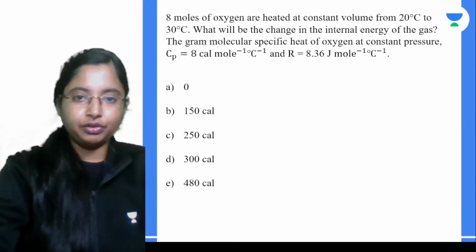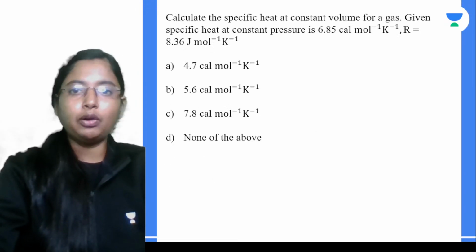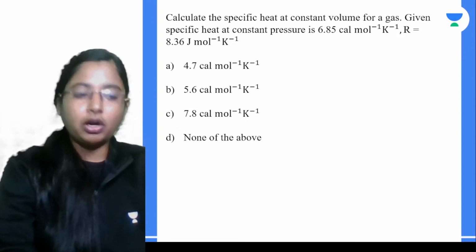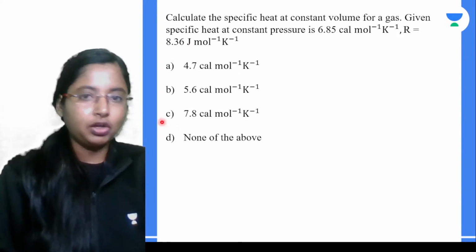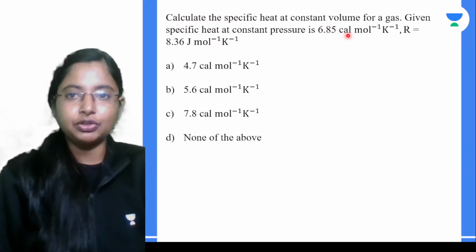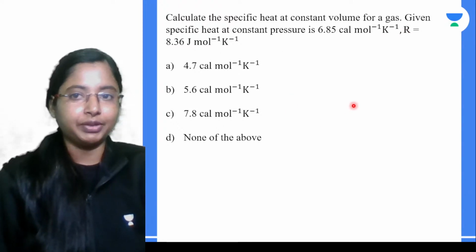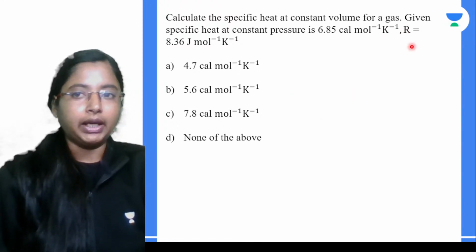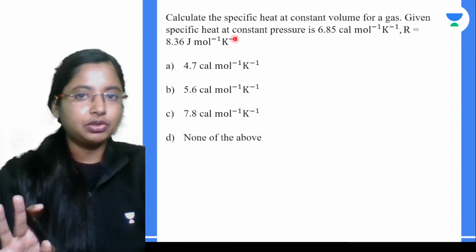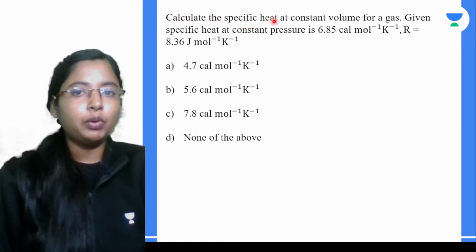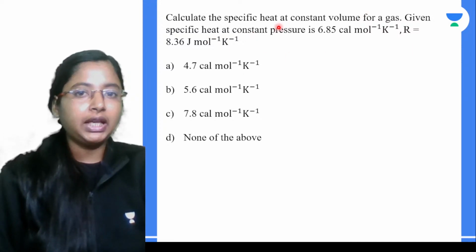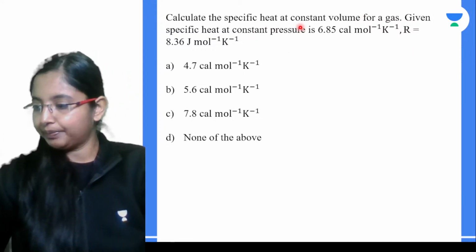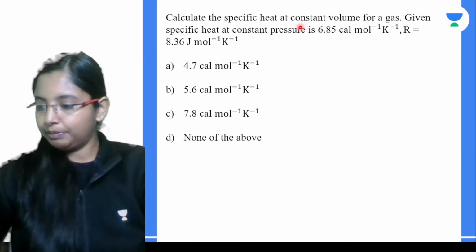This particular question says, calculate the specific heat at constant volume of a gas, given the specific heat at constant pressure is 8.62 calorie per mole per Kelvin, and the R value is also given. The universal gas constant value is also given. They are asking us to find the specific heat at constant volume for a gas. Specific heat at constant pressure is given. Very simple process over here.